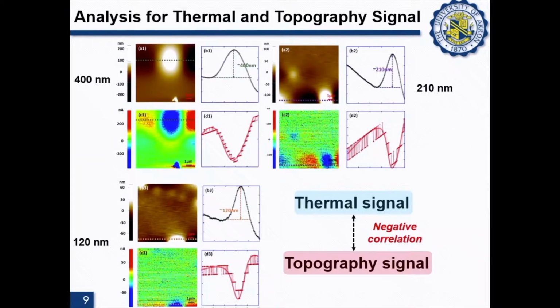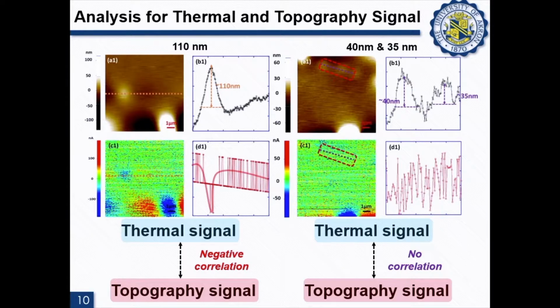And we did our analysis for the thermal and topographic signal for different sizes of the particle. Here 400 nanometer, 210 nanometer, and 120 nanometer. For all those line profile analyses, we can see there is a negative correlation between the thermal signal and topographic signal, which indicates there exist artifacts in these systems.